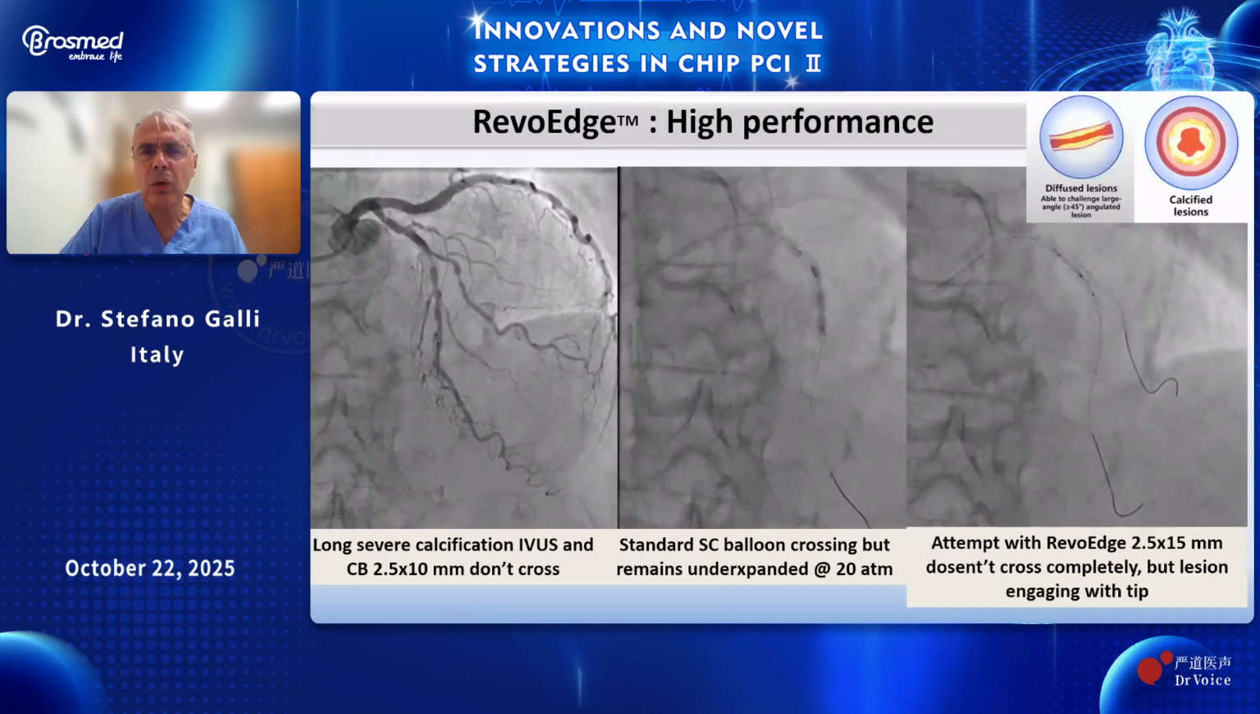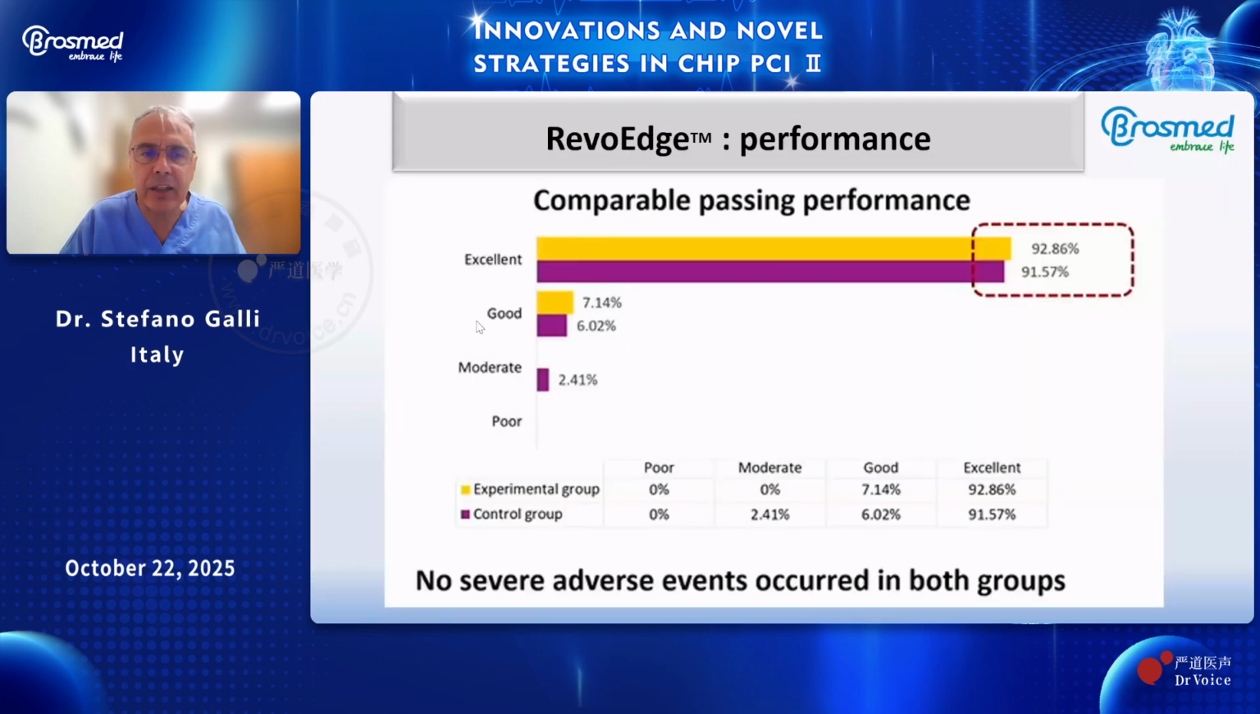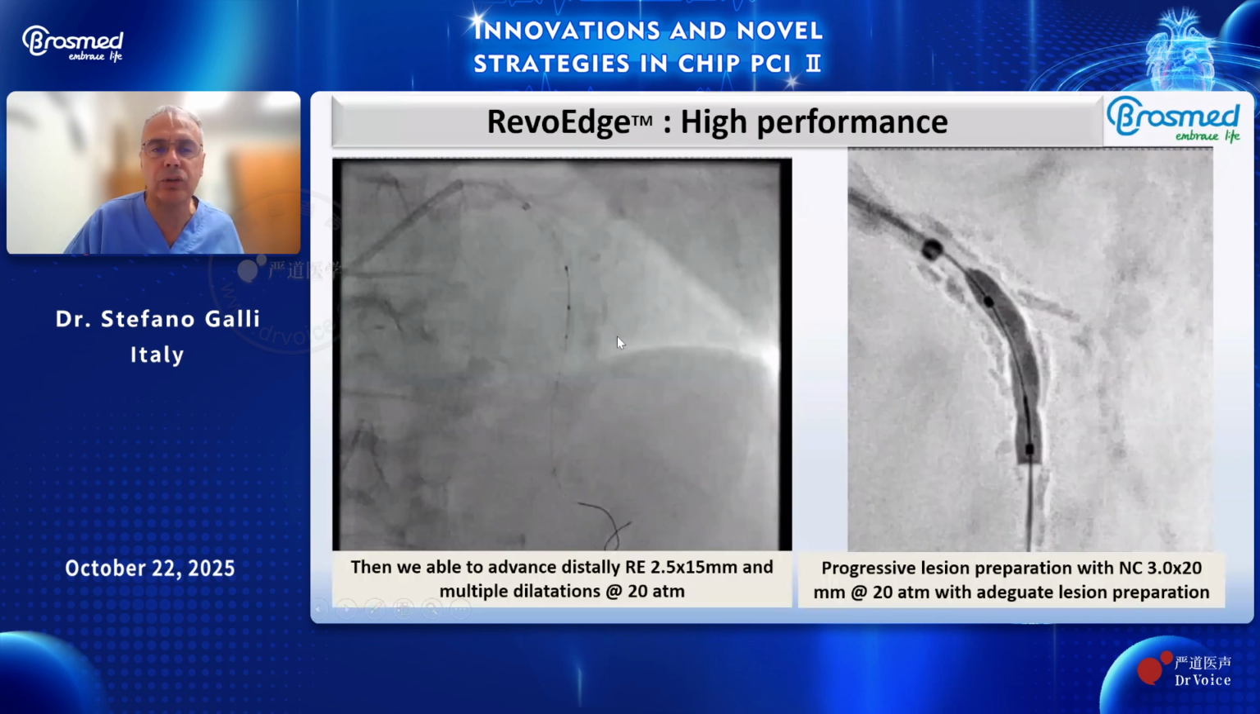This is another case where we appreciate the high performance of Revo Edge, diffuse lesion, and calcific. We could not cross with IVUS and cutting balloon. We use a standard balloon, and then we advance a little bit the Revo Edge. The Revo Edge doesn't cross completely, but we engage the lesion with the tip of the balloon and inflate, and then you see the crossability, the performance with the cutting balloon show the big difference between the two technologies. And then we push a little bit, and we are able to advance distally, and we do a lot of dilatation.